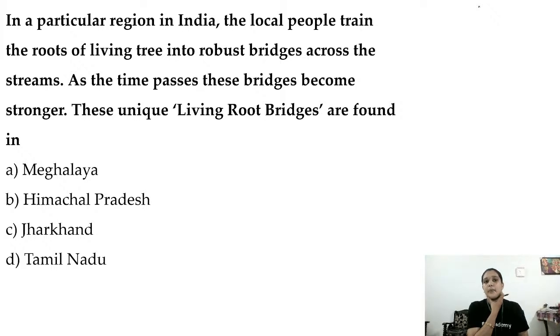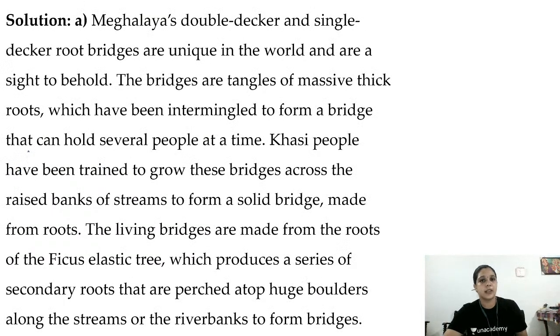Okay, next. In a particular region in India, the local people train the roots of living tree into robust bridges across these streams. As the time passes, these bridges become stronger. These unique living root bridges are found in Meghalaya. This is a very straight question. That year it also got recognition, so that is why the question came. It is based on the current affair only. What you have to know is Khasi people. So which tribal people, Khasi people are involved in that. That is what now you should know. Maybe in the UPSC prelims this year you might get question related to this. Okay, yes.